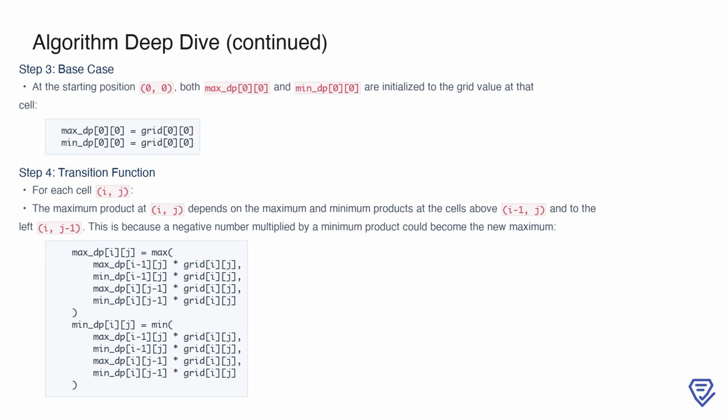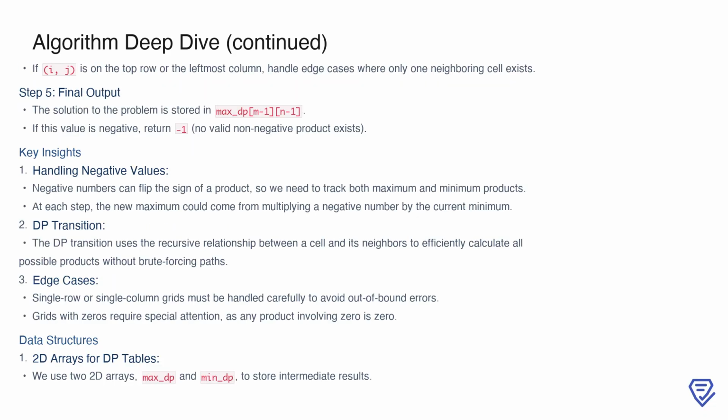The same logic applies to updating the min_dp table, where we track the smallest possible product at each step. These computations allow us to efficiently propagate the maximum and minimum products across the grid without having to explore every possible path explicitly. For edge cases, such as when a cell is in the top row or the leftmost column, we need to handle the fact that it only has one neighboring cell. For example, a cell in the top row can only inherit values from the cell to its left, while a cell in the leftmost column can only inherit values from the cell above it.